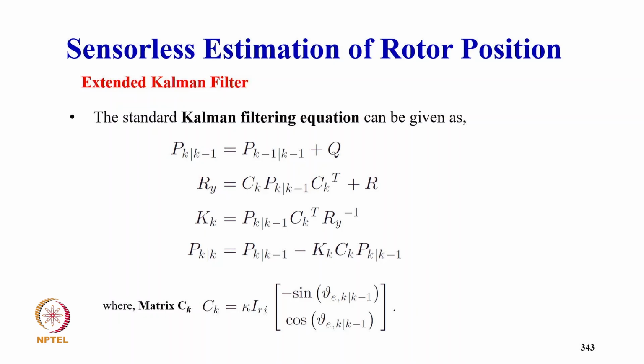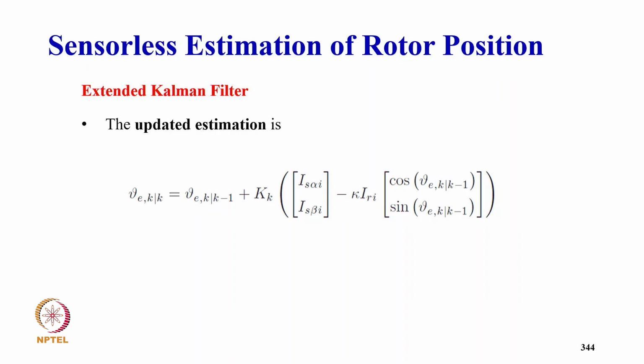So with matrix C_k equal to k R I in bracket minus sin I k, and K equal to minus 1, and cos v equal to k at the k minus 1. The updated estimate is v_k equal to v_k|k minus 1 plus K I alpha I and I S beta I minus K R I, where cos theta, angular cos theta, I cos sigma I k minus 1 and sin theta k minus 1.